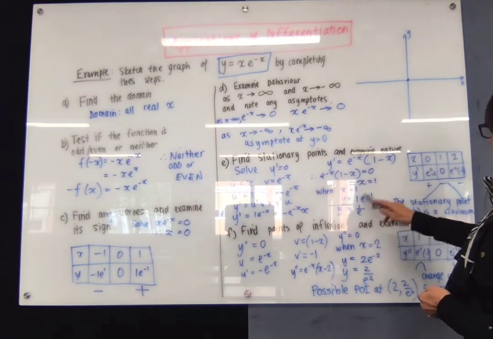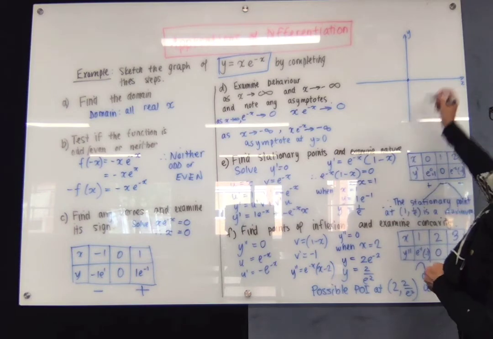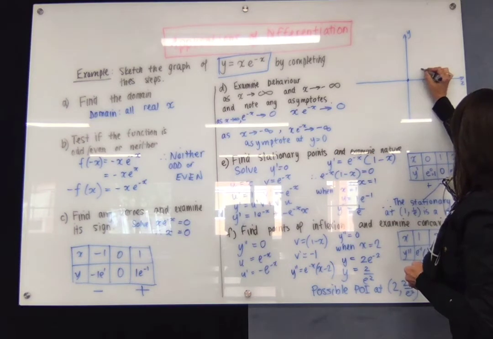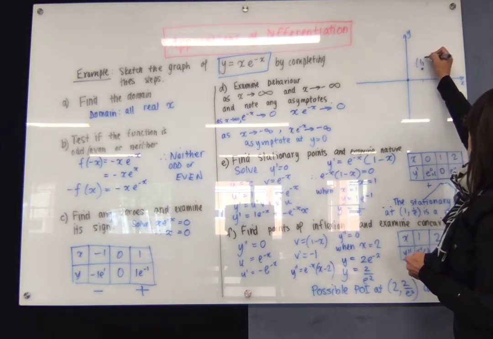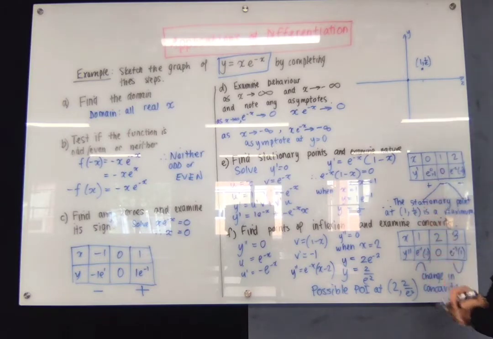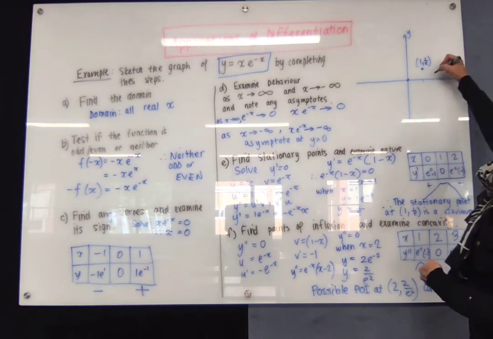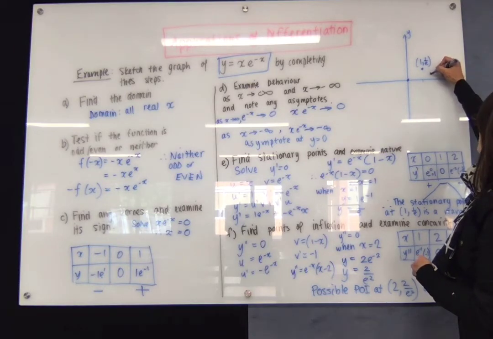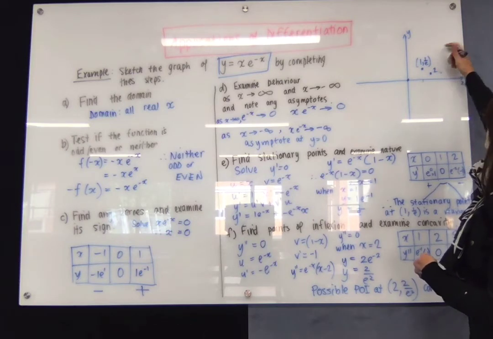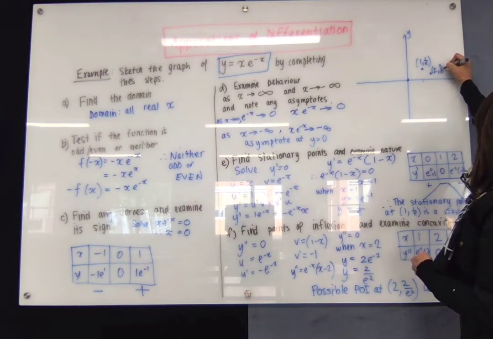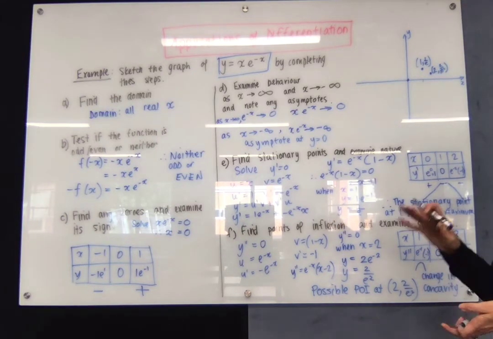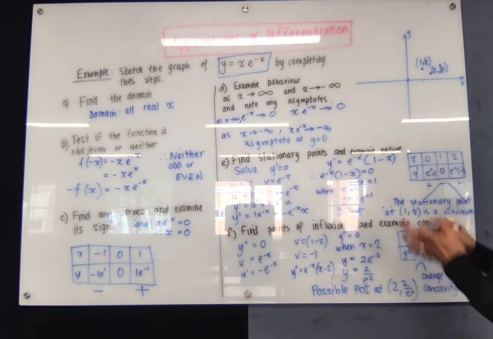We've got a stationary point at x equals 1. So at x equals 1, we've got a stationary point, and the coordinate of that stationary point is (1, 1/e). And then at x equals 2, we've got a point of inflection. So somewhere around here at (2, 2/e²), we have a point of inflection. So there's a change in concavity. So let's put all that together.